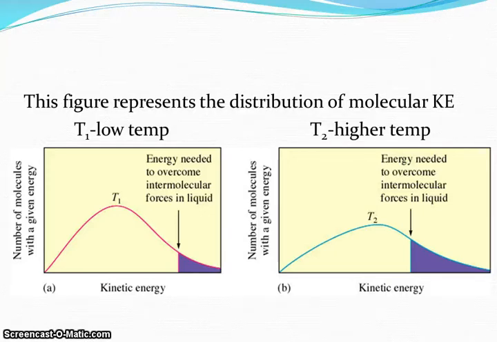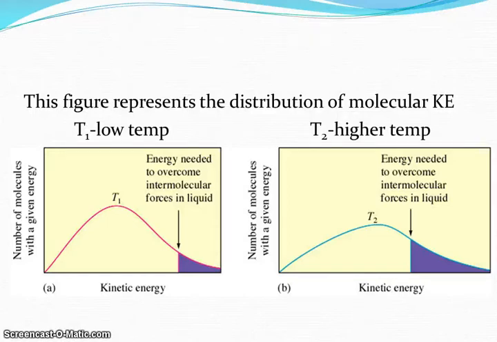So over on the left-hand side, we've got the distribution of molecular kinetic energy along the x-axis, and we've got the number of molecules with enough energy to overcome the intermolecular forces in the liquid and become a gas. If we notice, only a very small percentage of our molecules have enough energy to break the intermolecular forces and go from a liquid to a gas at a low temperature.